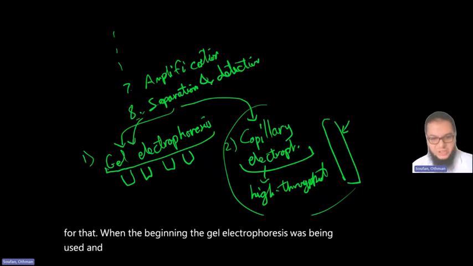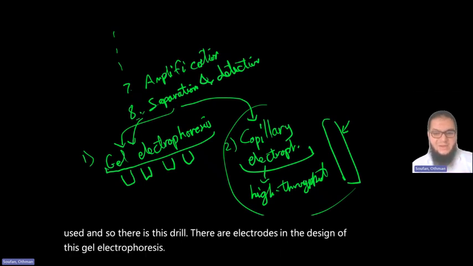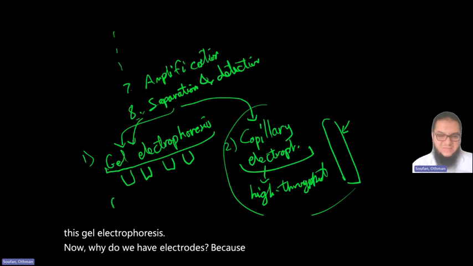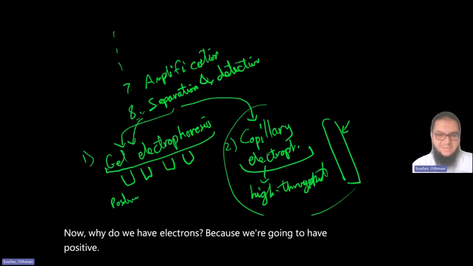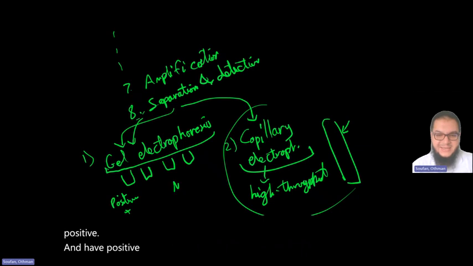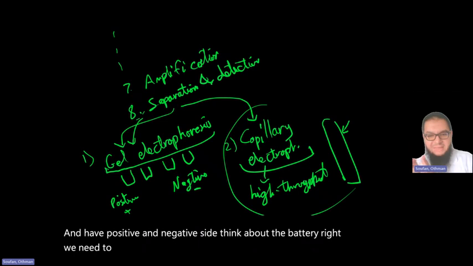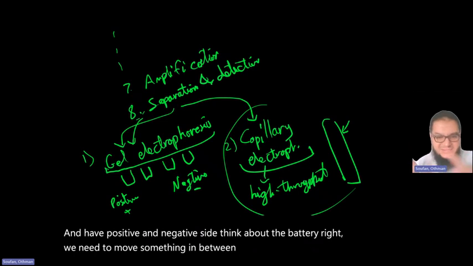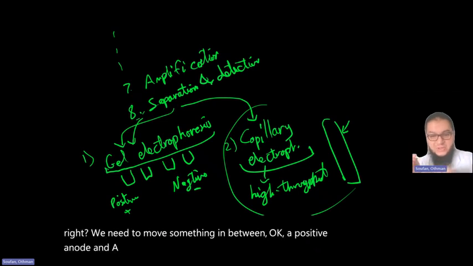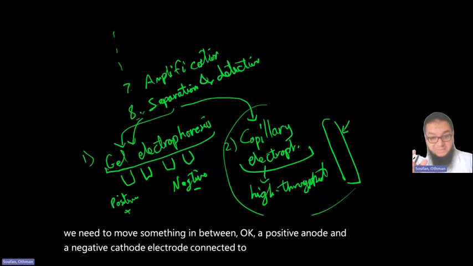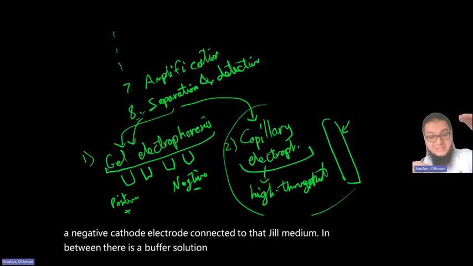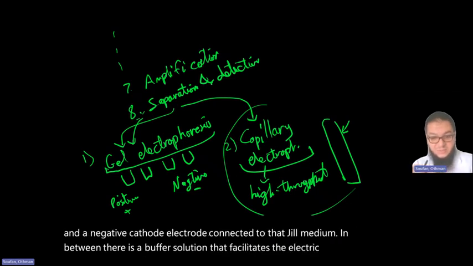And so there is this gel. There are electrodes in the design of this gel electrophoresis. Now, why do we have electrodes? Because we're going to have a positive and negative side. Think about a battery, right? We need to move something in between, okay? A positive anode and a negative cathode electrode are connected to that gel medium. In between, there is a buffer solution that facilitates the electric current that's going to go.